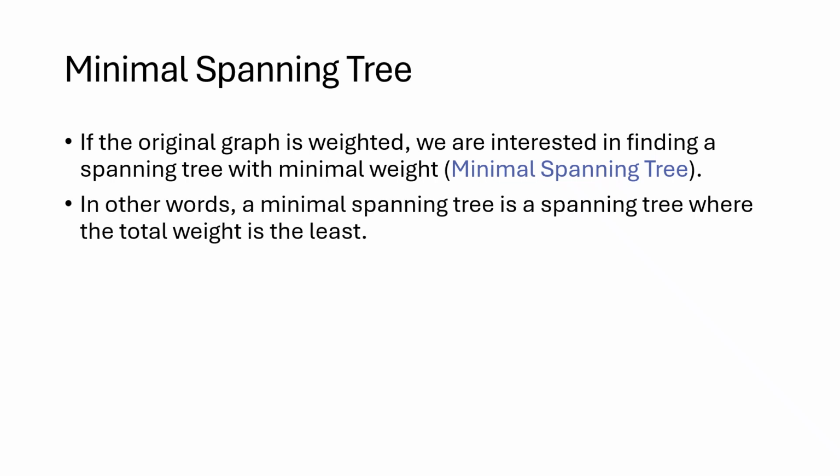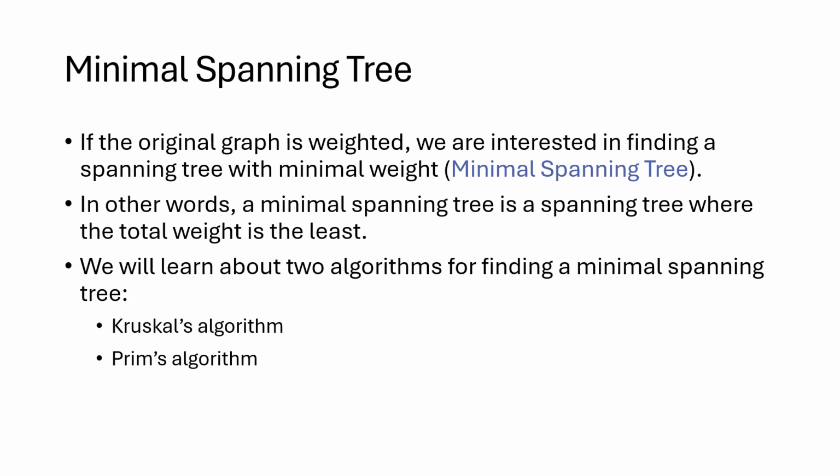Now, if you think about that, this is not as easy to do as the case where the graph was not weighted. And to be able to do this, we are going to introduce two different algorithms named after people who created these algorithms. The first algorithm that we are going to see is called Kruskal's algorithm, and then the second one is Prim's algorithm. And as you will see, both of them are going to give you a minimal spanning tree of a given graph, but their methods are very different.